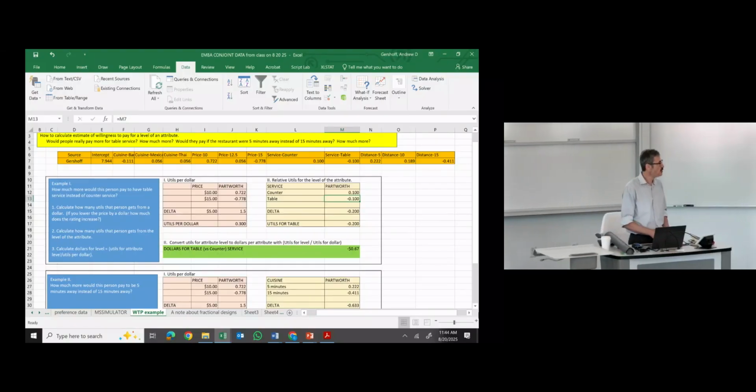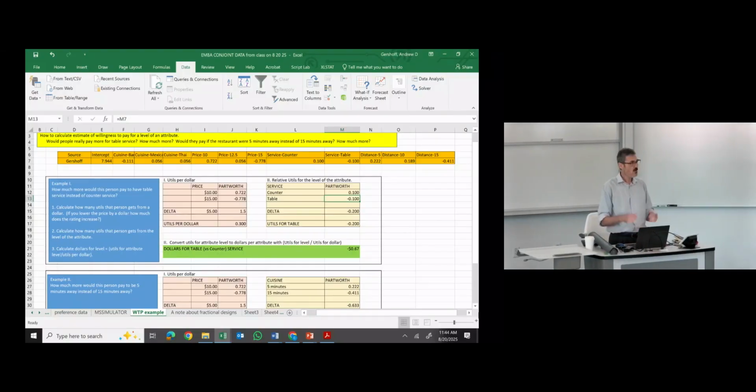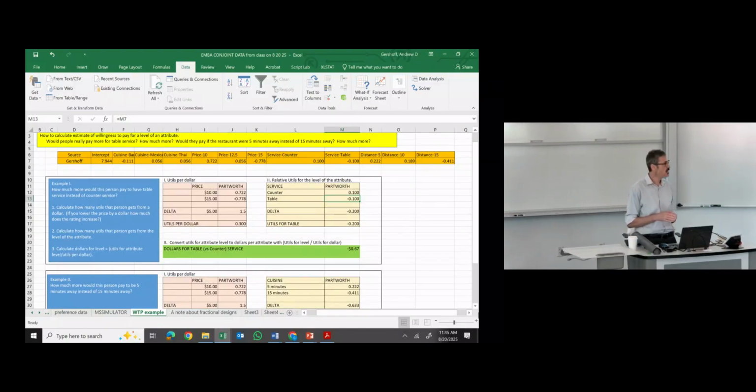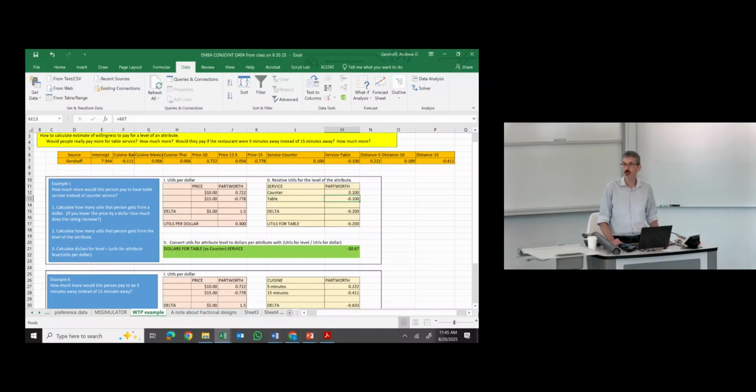Just like when you traveled to Japan or to Europe and you had to use an exchange rate to figure out the value of a cup of coffee, it's the same thing that we're doing here. We're using the exchange rate of utils per dollar to be able to figure out what these things are.